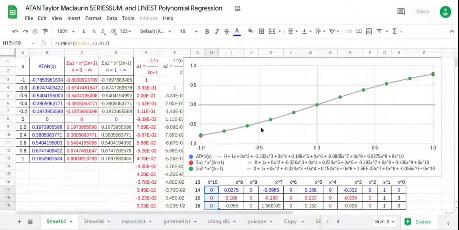This completes the use of the Taylor-Maclaurin series sum expansion, where n is from 1 to infinity, or the n is from 0 to infinity, to generate the trend line and polynomial of the arctangent function.